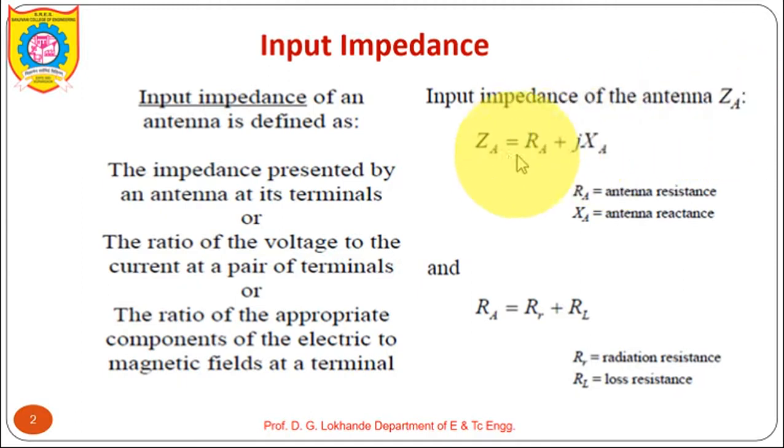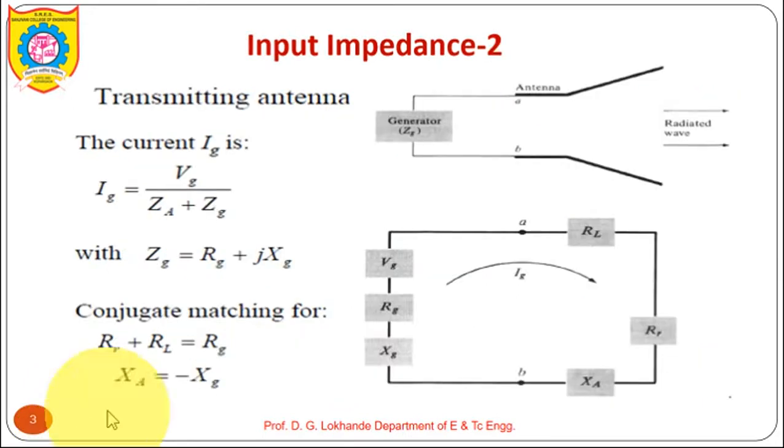Now in the given figure, on the next slide, the input impedance of an antenna ZA is equal to RA plus jXA, where RA is the antenna resistance and XA is the antenna reactance. And RA is nothing but RR plus RL, the radiation resistance and the loss resistance. So we are not connecting any load to the terminals, and that's why we need to observe what is exactly the input impedance in the absence of the load.